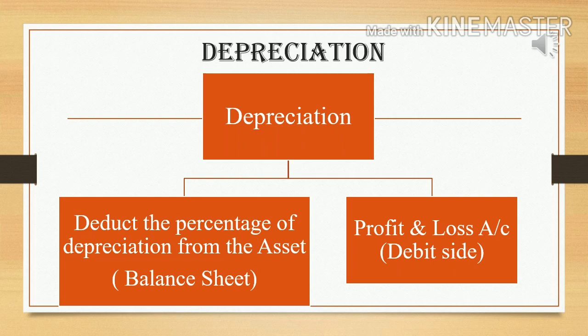The next important adjustment, or the most frequently asked adjustment, is depreciation. Now we all know that depreciation is the reduction in the value of any asset. So, the dual effect of depreciation is as follows. Very first, we need to deduct the percentage of depreciation from the asset. And where will we get this asset? We will get it in the balance sheet asset side. The second effect is that depreciation, or the reduction in the value of asset, is a loss to the business. And all the loss and expenses are recorded in profit and loss account debit side.